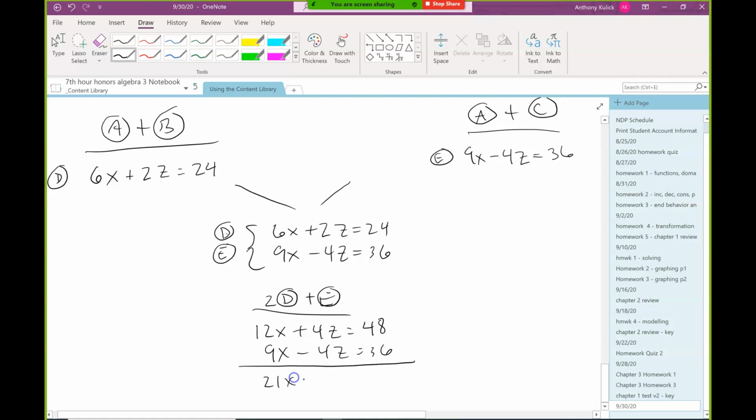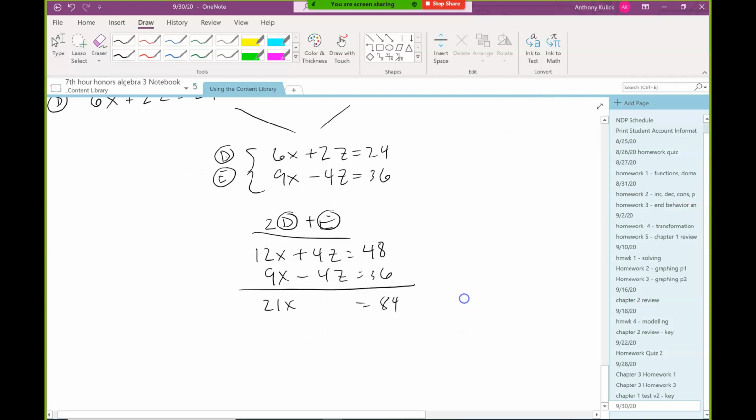So 21x is equal to 48 and 36 is 84? Yeah, 84. And if I divide both sides by 21, then I get x is equal to 4. Everybody okay there?